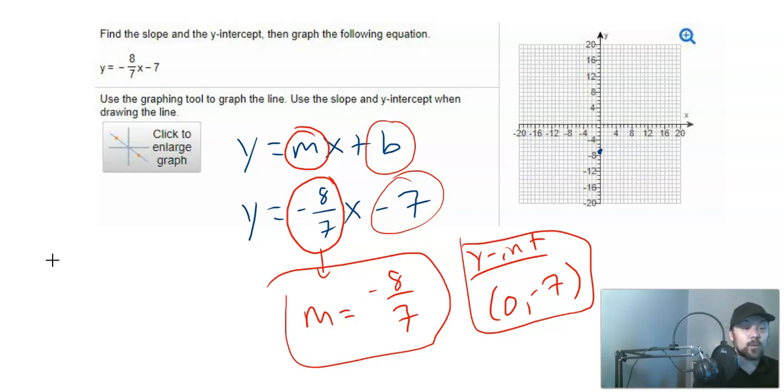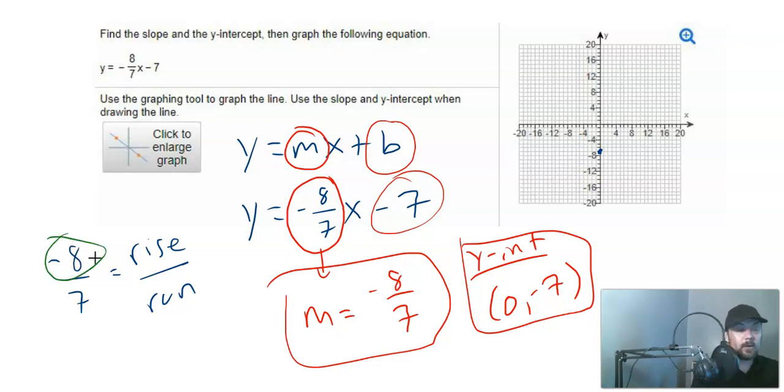And again, it comes down to rise over run. So we have negative 8 over 7. That's our rise over run. So the top number is the rise, which is the vertical change in going from one point to another. And so the rise is negative 8, which means we will go down 8 from our starting point. And the run is 7, which tells me I will go to the right 7. Now, a lot of students want to say over 7, but that is, again, ambiguous, right? Over could be left or right.